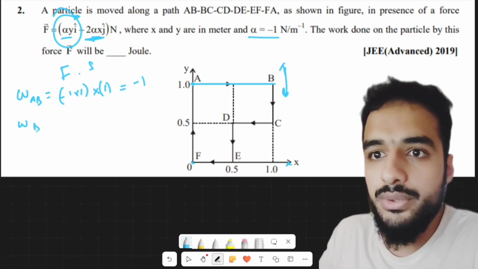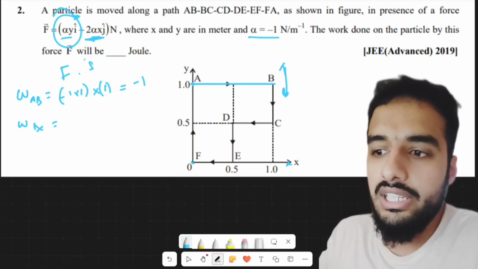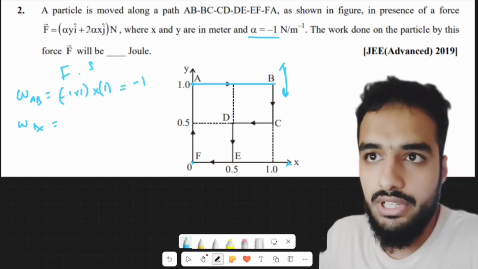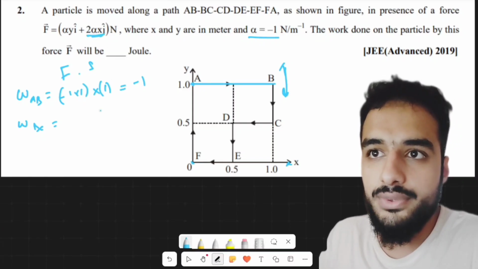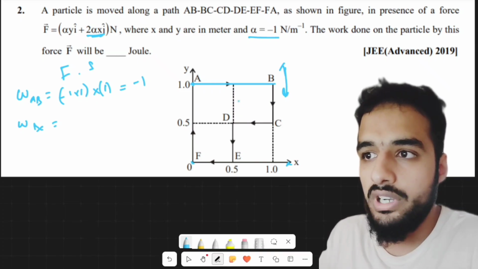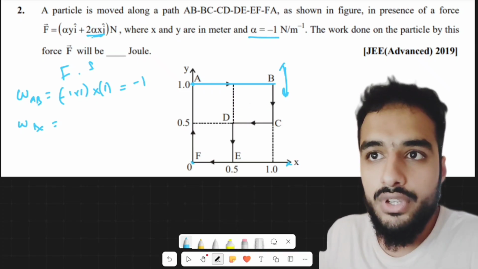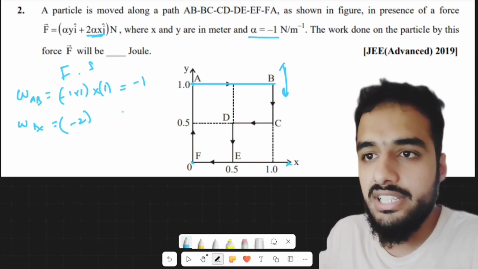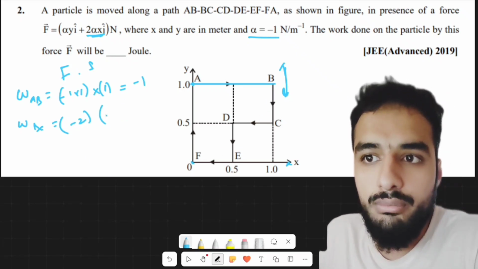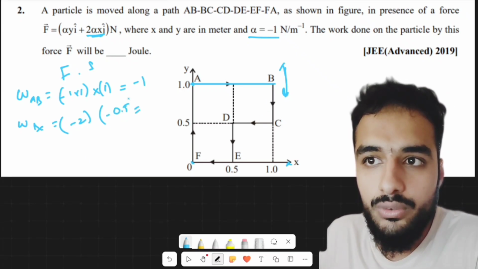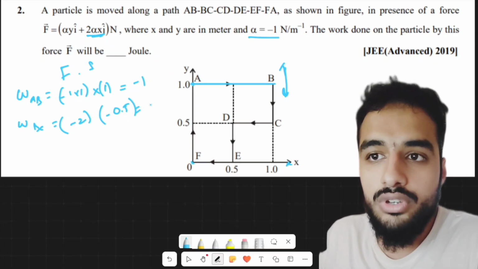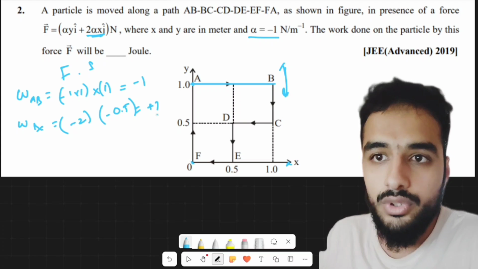What is work B to C? You'll say, sir, the work is only done by the Y component of force because there is no displacement in X. So we'll take only this thing. How much is this force? So alpha is -1, so -2X. What is X from B to C, sir? That is 1. So force is -2. What is the displacement? Displacement is final minus initial, so -0.5. So that gives you, can you tell me? That gives you +1.